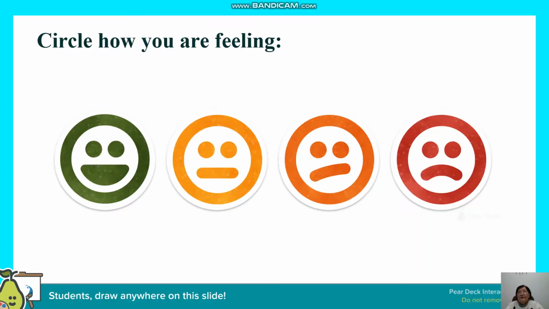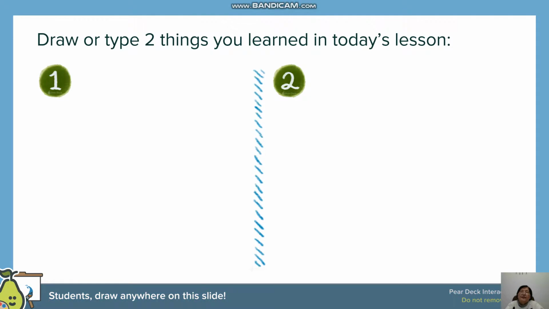Circle how you are feeling. With the help of Peer Deck, you have a minute. Thank you. Draw or type 2 things you learned in today's lesson. You have 2 minutes.